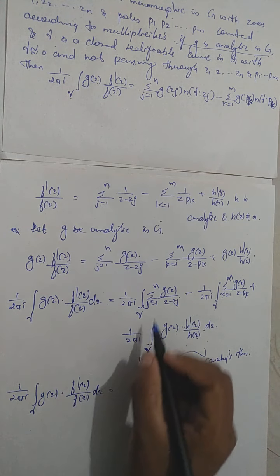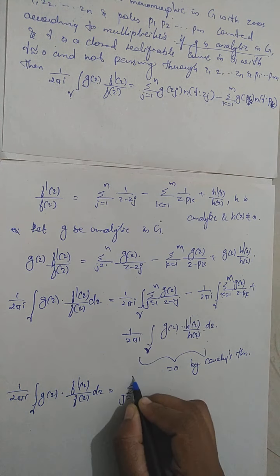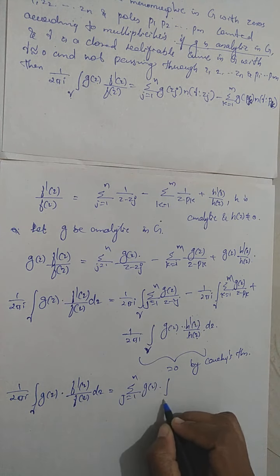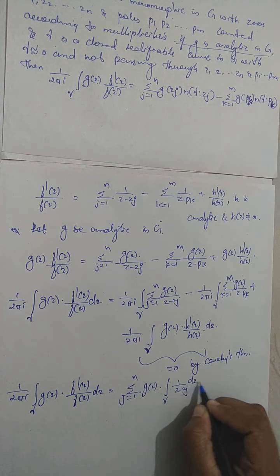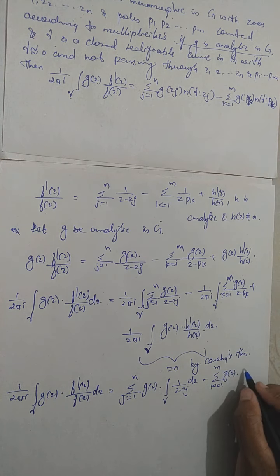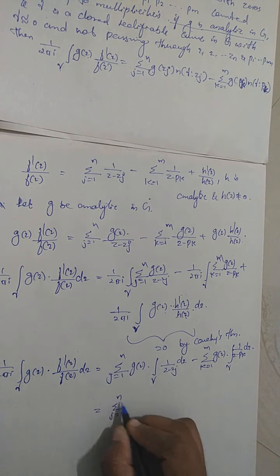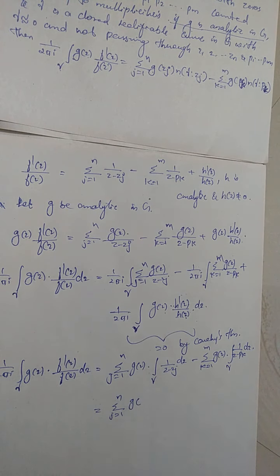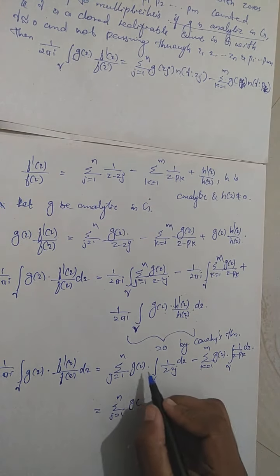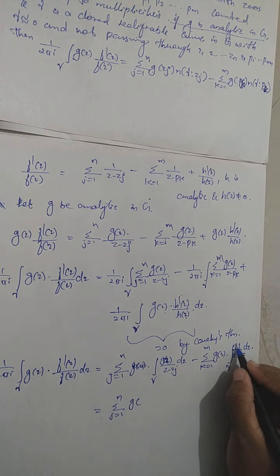Okay. Therefore we have 1 by 2 pi i integral over gamma g(z) f'(z) by f(z) dz equal to, this summation can be taken outside, therefore summation j equal to 1 to n integral over gamma g(z) by z minus zj dz minus sigma k equal to 1 to m integral over gamma g(z) by z minus pk dz. There is a mistake: this g(z) can't be taken outside because it includes the variable z, right? Therefore we have to integrate this function also, which is g(z), sorry.